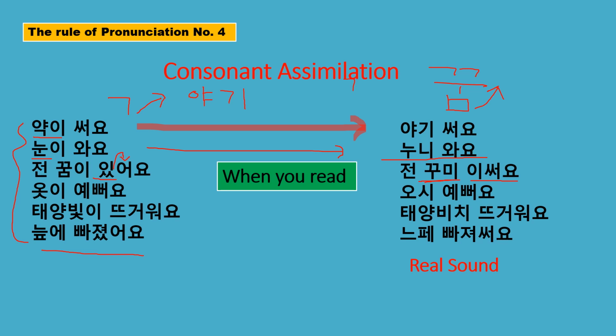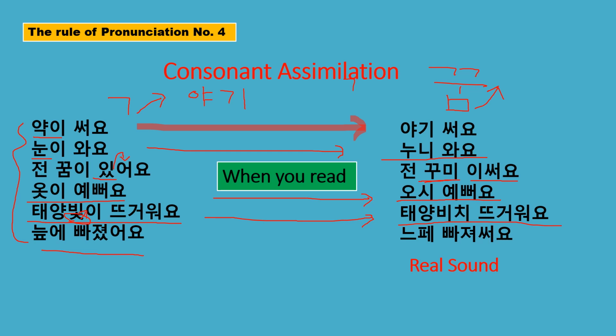Okay, and this one 옷이 예뻐요. 옷이 예뻐요. Like this. 옷이 예뻐요. Okay? Alright, and 태양빛이 뜨거워요. 태양빛이 뜨거워요. Okay? The consonant 치읓 here jumps up. Okay? 태양빛이 뜨거워요.